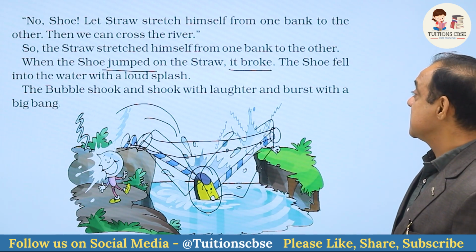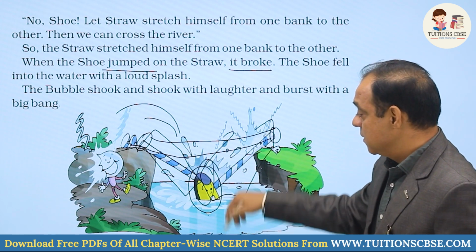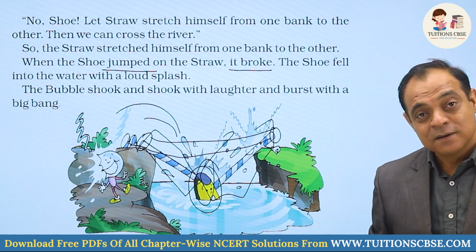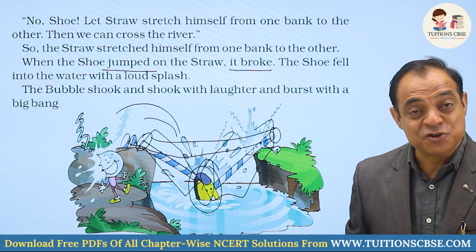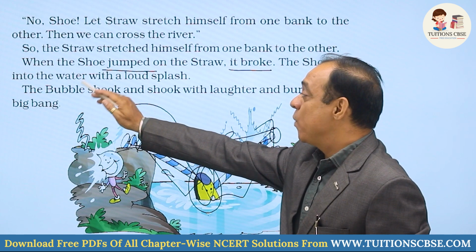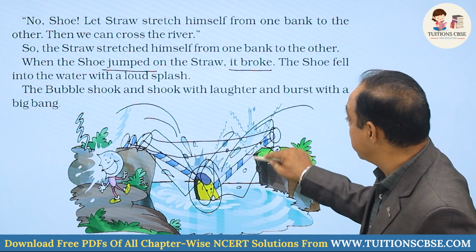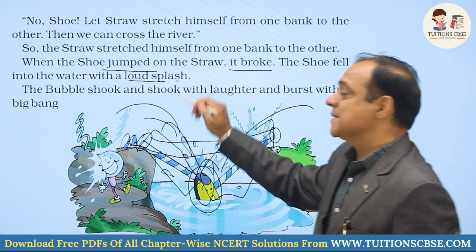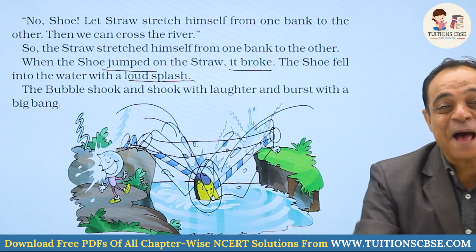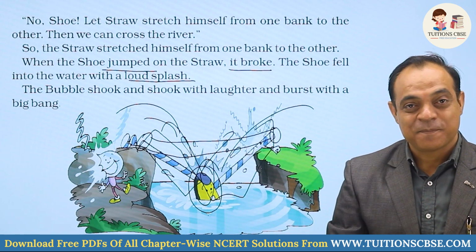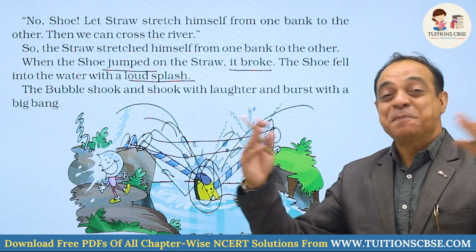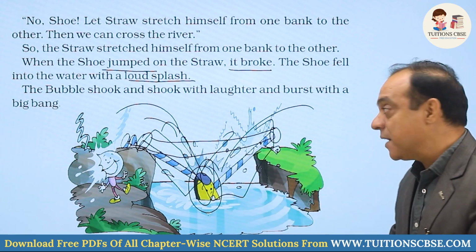So sad. And then let's see, the shoe fell into the water. See, the shoe is going in the water. Why did the shoe fall into the water? Because the straw broke. Why did the straw break? Because the shoe was heavy, right? Now with a loud splash, do you see the water coming out here and here? This is called a splash. When you slap your hand in water, what happens? The water splashes out, right? So the water splashed because the shoe fell in the water.